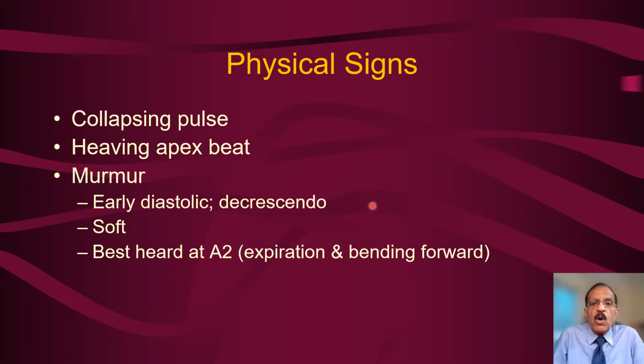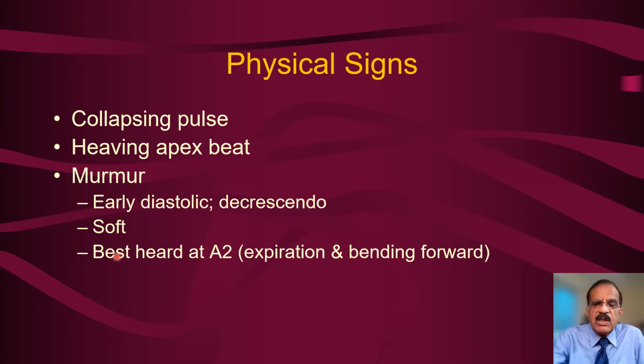Why? Because the pressure gradient, the driving force for the regurgitation of blood, is reducing. Pressure in the aorta is coming down and pressure in the left ventricle is building up. So the actual gradient is reducing. And by the mid of diastole, there is no gradient and there is no further regurgitation, the murmur ceases. So I'll show you by this graph also.